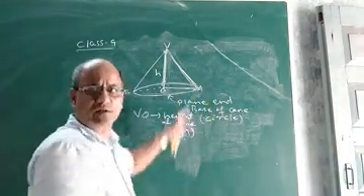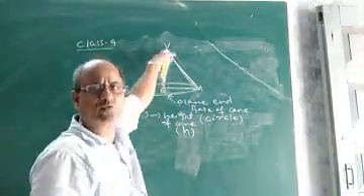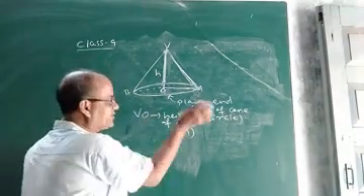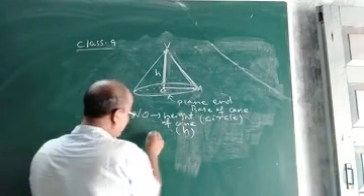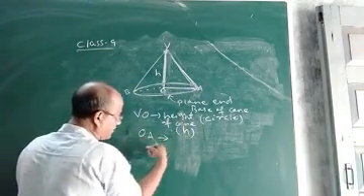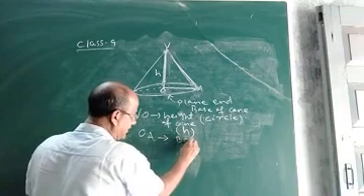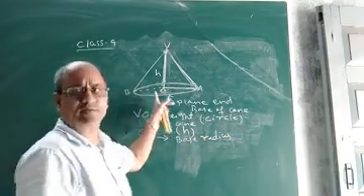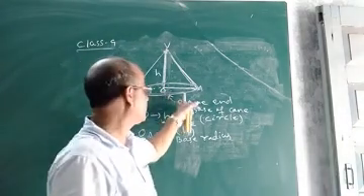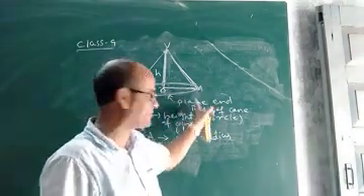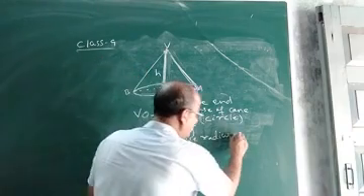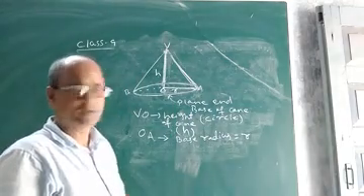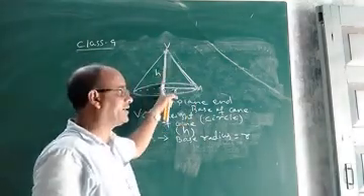So what is the height of the cone? The line segment joining the center of the base to the vertex of a cone is known as the height, or you can say the axis. Now what about OA? OA is called the base radius, because the base of a cone is circular in shape. So OA is the radius of the base, which is denoted by R. This is the radius of the base, and this is the height of the cone.